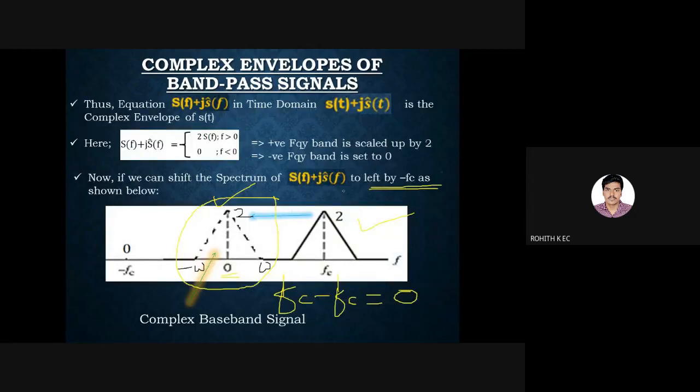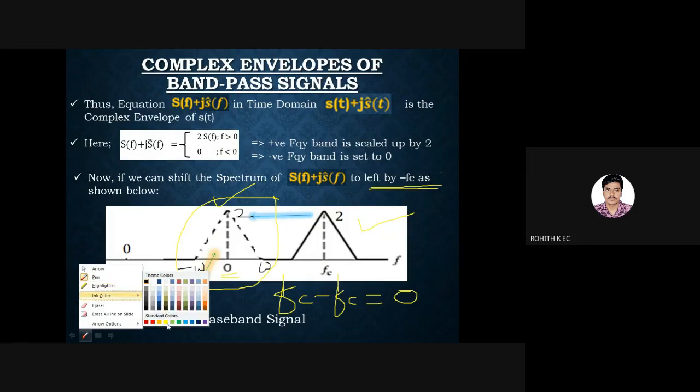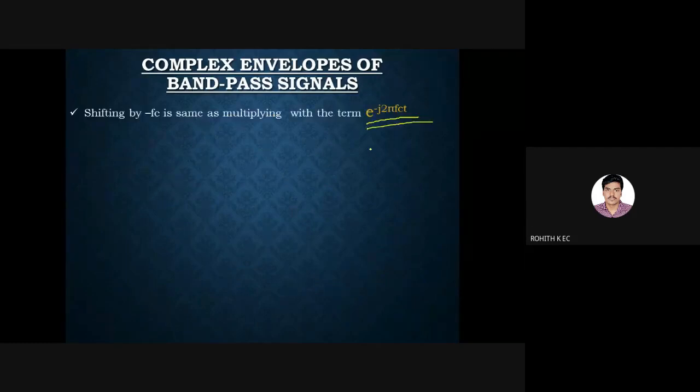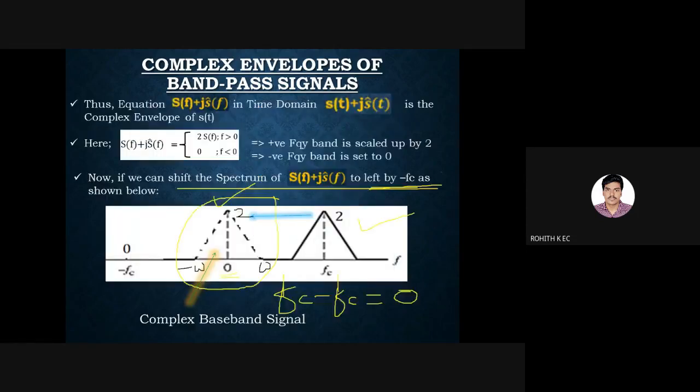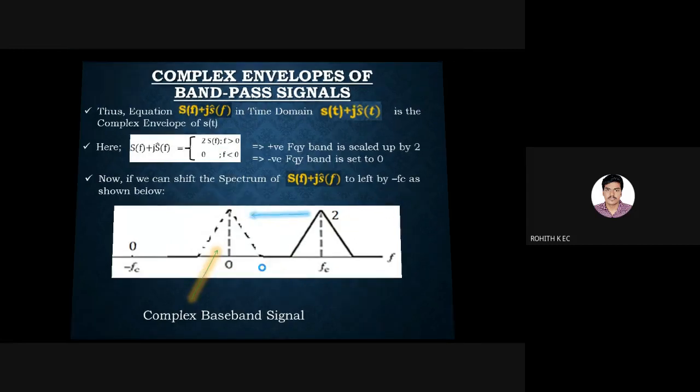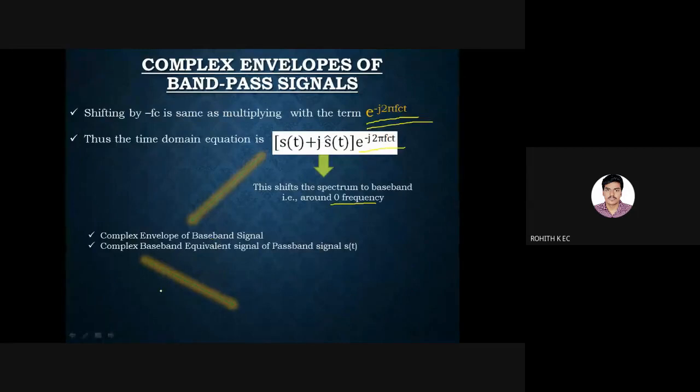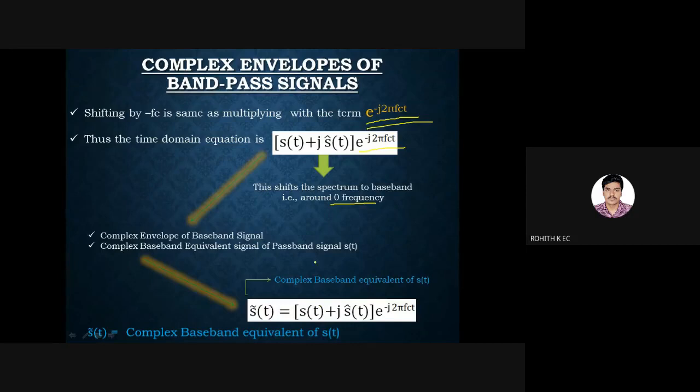Now this concept of shifting minus fc in the frequency spectrum is realized by multiplying the term e power minus j 2 pi fc t in the time domain. So what I'll do, I'll take the time domain equation s of t plus j into s cap of t, and I'll multiply that by e power minus j 2 pi fc t. When I do this, this will mimic the behavior of shifting of minus fc in the frequency spectrum, and that will shift the frequency to zero frequency, and the resultant spectrum that we saw here, this spectrum which has a frequency from minus w to plus w, is referred to as the complex envelope of baseband signal, and the same is represented by s tilde of t, which is equal to s of t plus j into s cap of t into e power minus j 2 pi fc t. Now this s tilde of t is the complex envelope of the baseband signal.